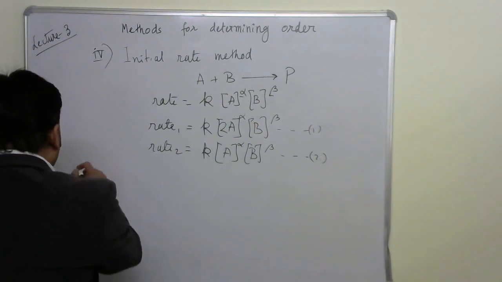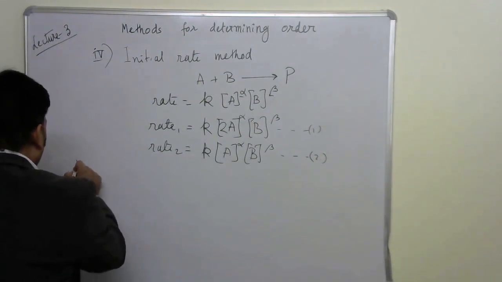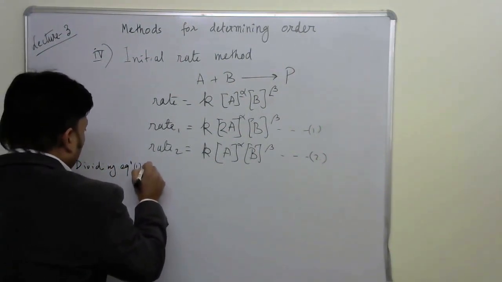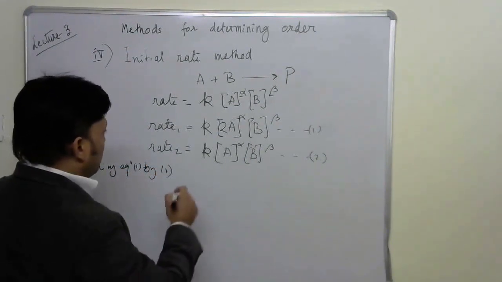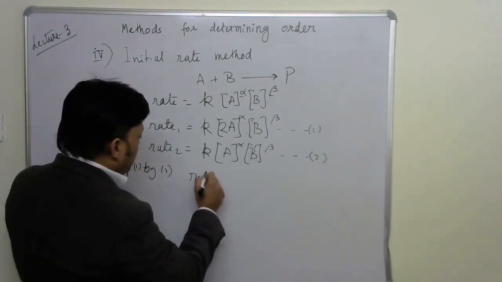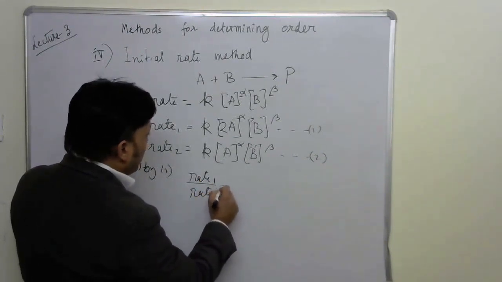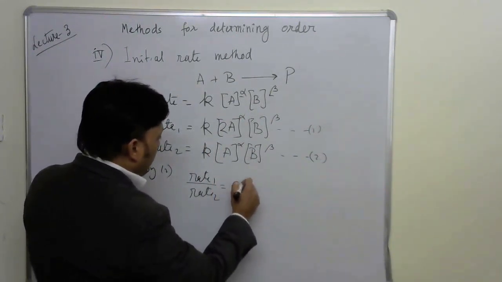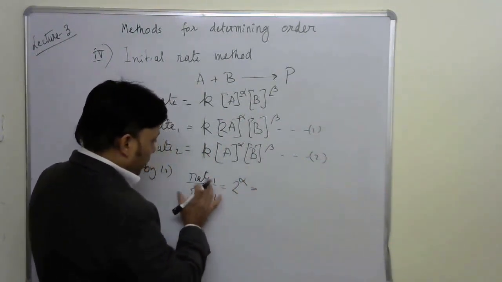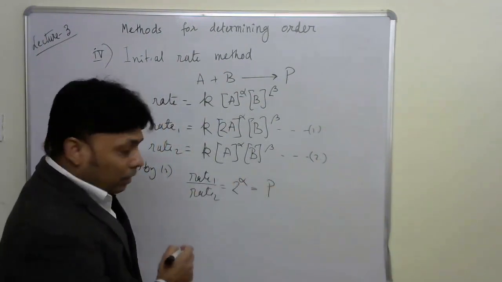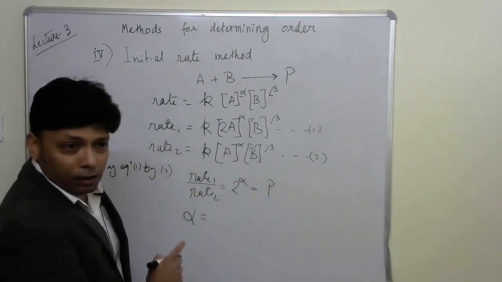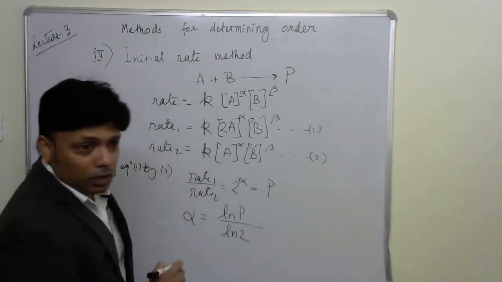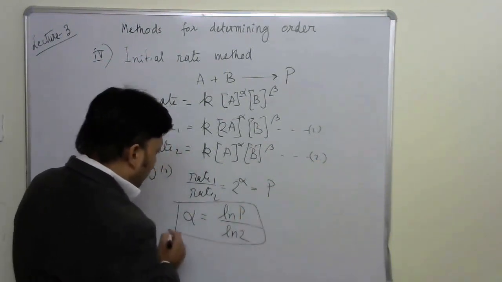So what we do is divide equation 1 by equation 2, and then we get a ratio. Rate 1 divided by rate 2 gives me, as these things cancel out, 2 to the power alpha. Let's call this ratio P. Therefore, we can easily find alpha equal to natural log of P divided by natural log of 2. So here we find alpha.